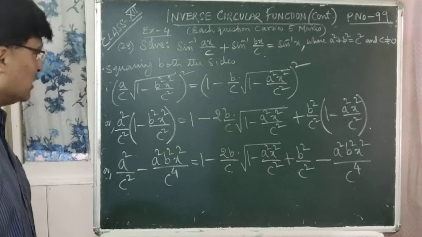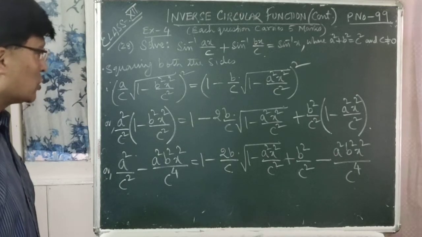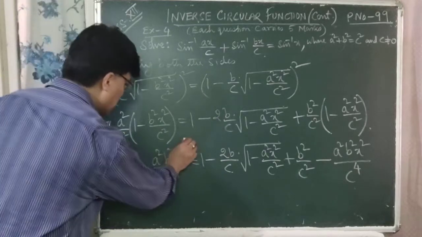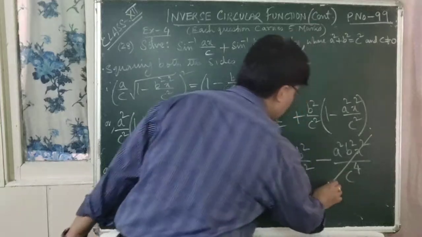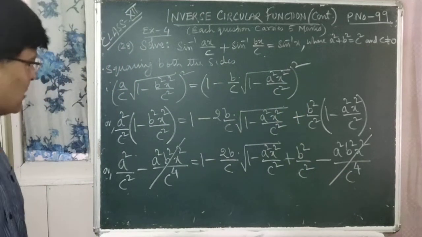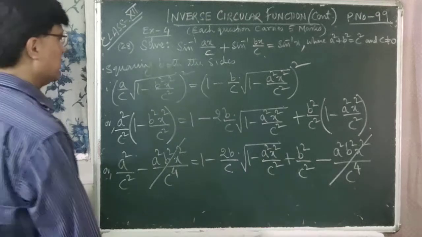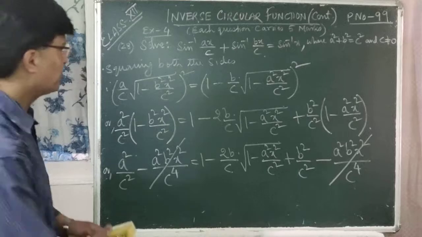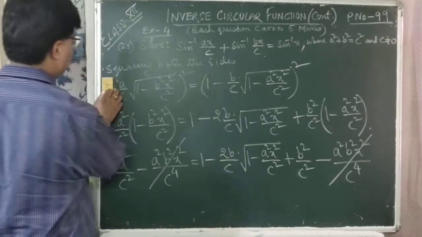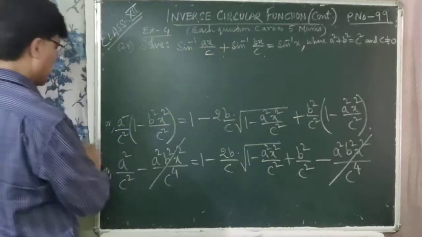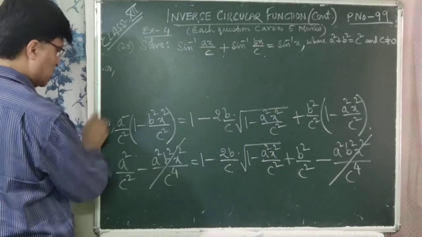So what can you cancel here? So we can cancel here. Some similar terms will be cancelled here. That is, this minus a square b square x square divided by c fourth will be cancelled. Is that clear? So next. So now what will you do in the next step? So write down the remaining terms here.